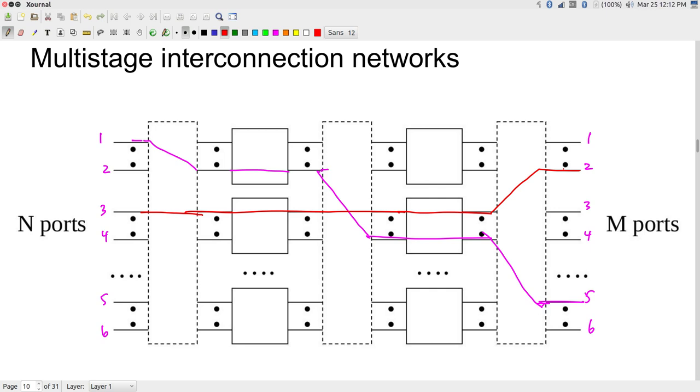So the total number of switching points that are required may not be M into N. There are ways of designing these intermediate switching stages such that the overall complexity of this multi-stage network becomes much less than M into N. It allows you, in the best case, to actually get complete M cross N connectivity. But there can be situations where you are not able to establish a connection, even though the normal crossbar might have permitted it. So you sacrifice some amount of flexibility for a more compact or easier to design implementation.